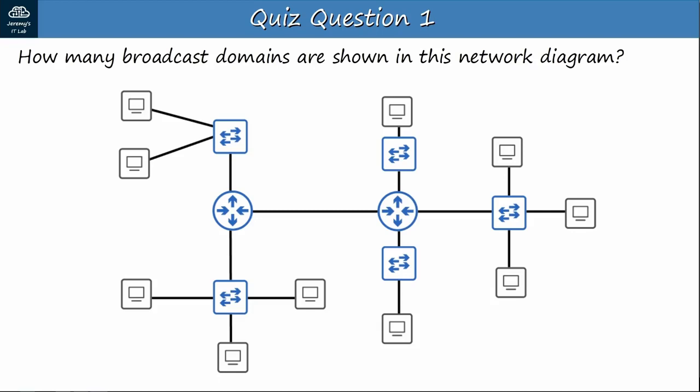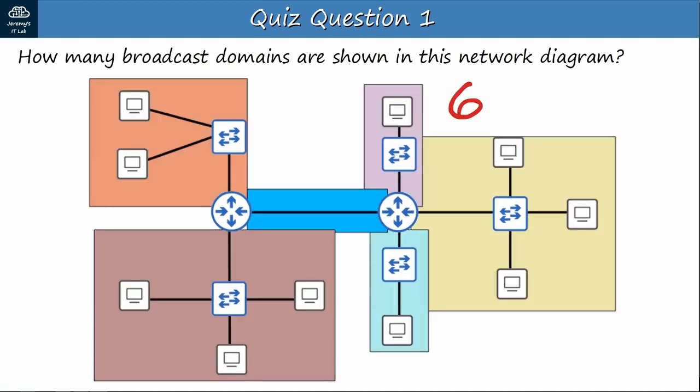Okay, let's check the answer. There are 6 broadcast domains in this network diagram. Basically, each router interface and everything connected to it are in one broadcast domain, since no VLANs have been configured. Let's go to question 2.